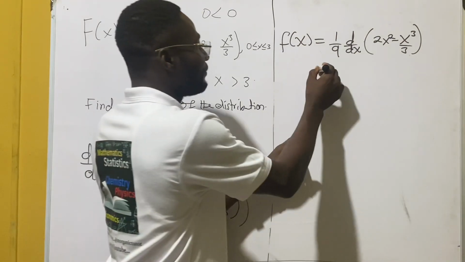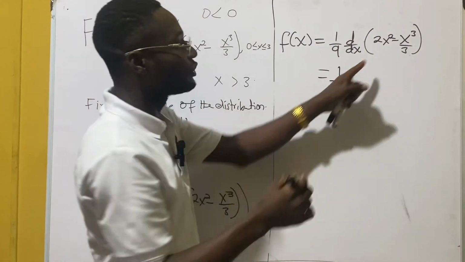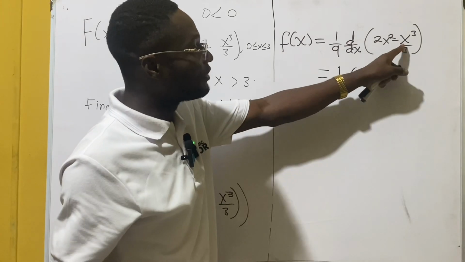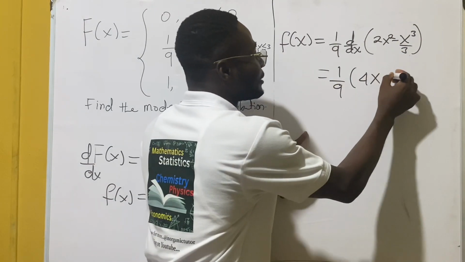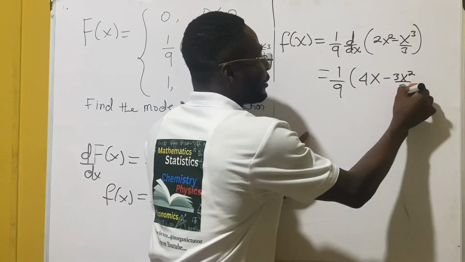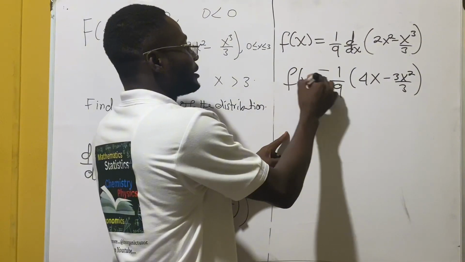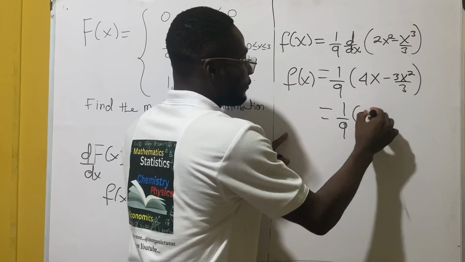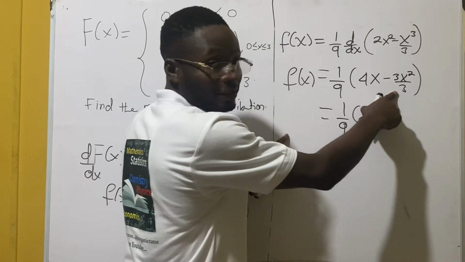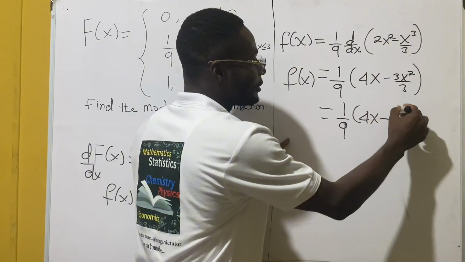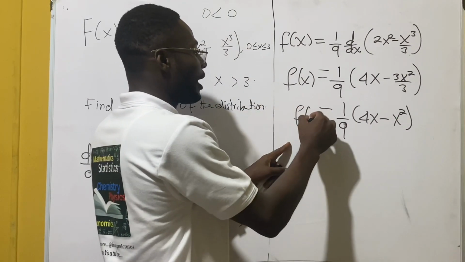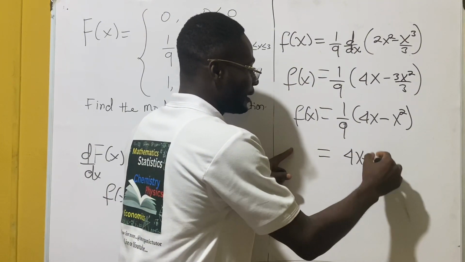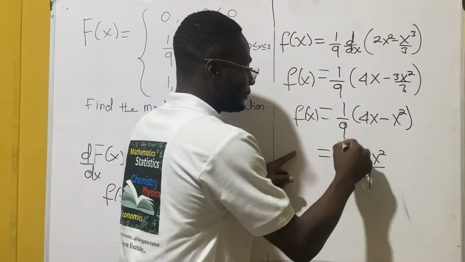Okay, so when you differentiate 2x squared, you're going to have 4x over here. And then when you differentiate x cubed over 3, you're going to have minus 3x squared over 3, right? So basically, f of x will be equal to 1/9 into 4x minus, this 3 on 3 will go, so we have x squared, right? So now we have our PDF. So this is our PDF, 4x minus x squared over 9.